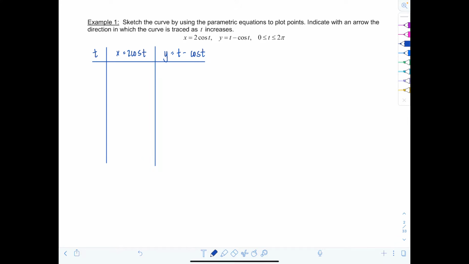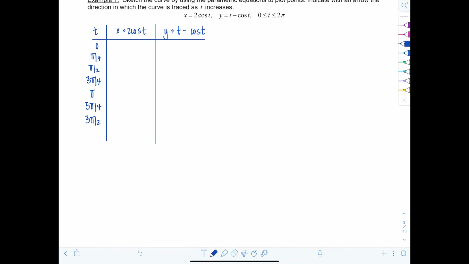And I'll show you later on, once we can kind of recognize what the graph's going to look like, then you may not need to substitute in so many. So I did quite a few. I did 0, pi over 4, pi over 2, 3 pi over 4, pi. So I just did increments of pi over 4. Then we have 5 pi over 4, 3 pi over 2, 7 pi over 4, and 2 pi.